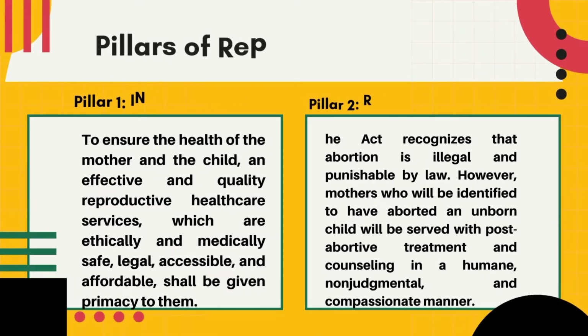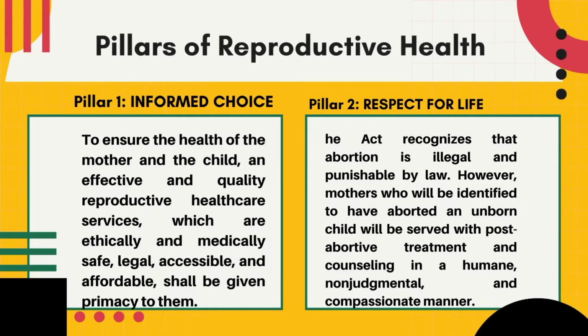Now let's talk about pillars of reproductive health. There are actually 4 pillars of reproductive health. That's the informed choice, respect for life, birth control, and responsible parenthood. Let's talk about pillar 1 first, which is informed choice. To ensure the health of the mother and the child, effective and quality reproductive health care services which are ethically and medically safe, legal, accessible, and affordable shall be given primacy to them.